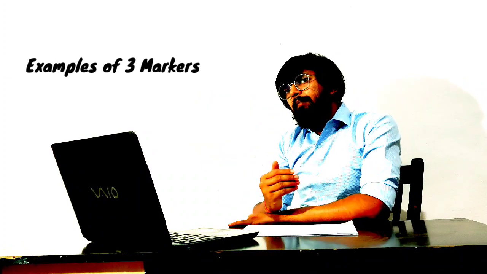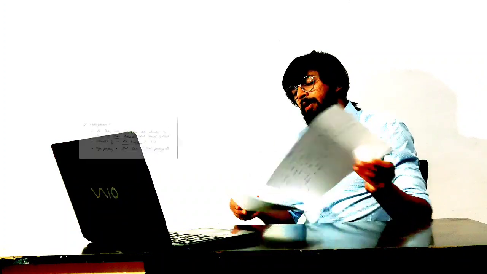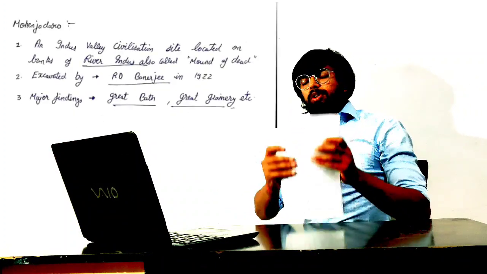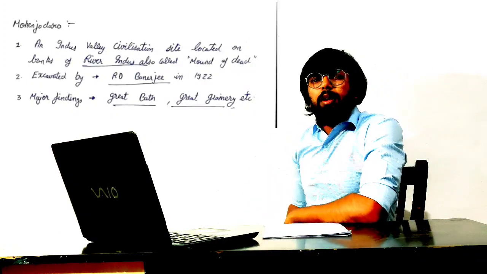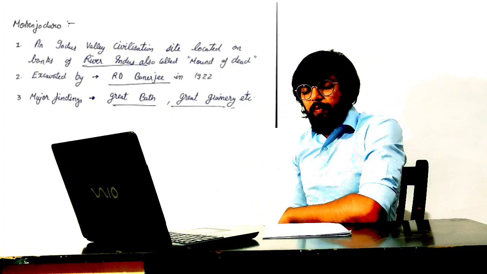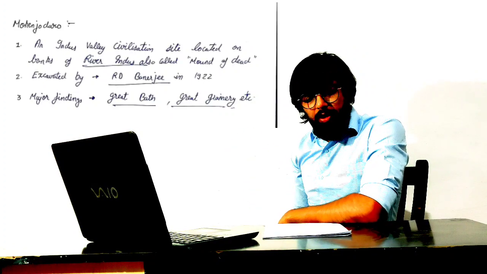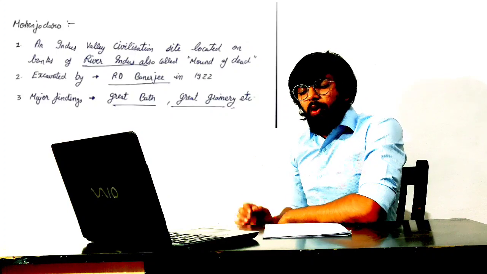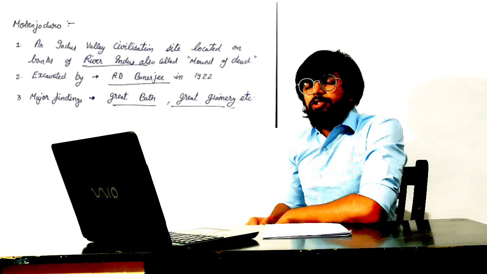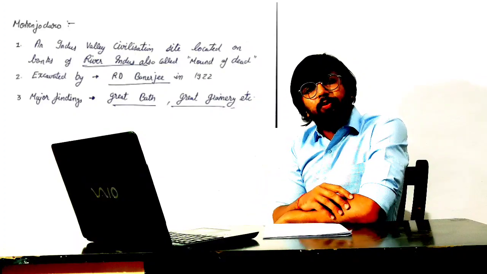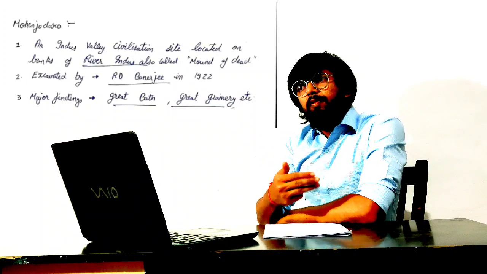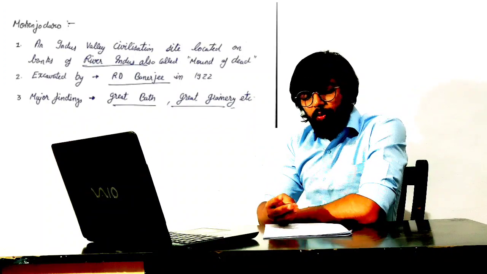In the next slide, in the next pop-up, you can see some examples of 3 markers that I have given. The first one is Mohenjo-daro. If we are given a 3 marker to be written on Mohenjo-daro, what will we write? An Indus Valley civilization site located on the banks of river Indus, also called Mound of Dead. In the first sentence I have used some 10, 11 or 12 words, and I have tried to include more and more facts. I have included 3 things there.